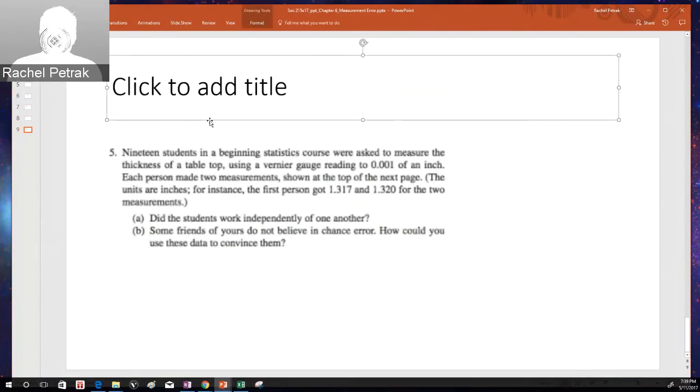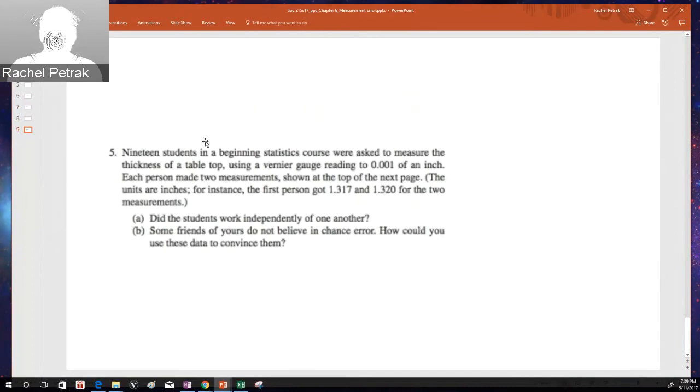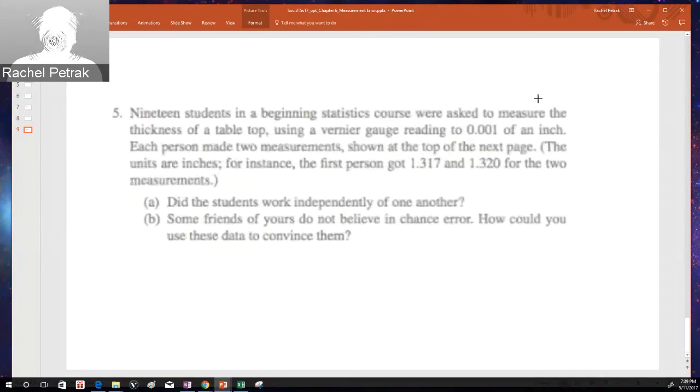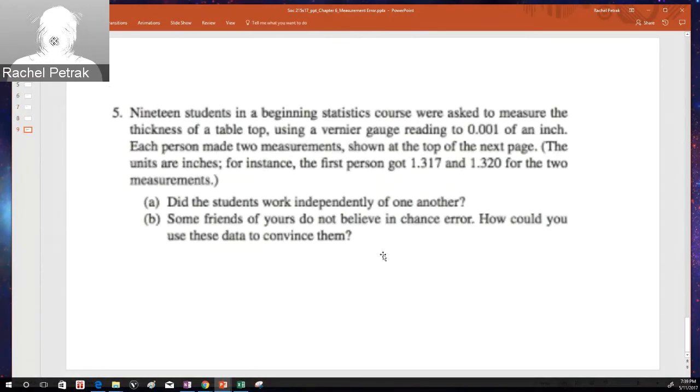And last but not least, we have 19 students in a beginning statistics course who were asked to measure the thickness of a tabletop using a vernier gauge reading to 0.001 of an inch, or 1/1,000th of an inch. Each person made 2 measurements. I forgot to copy the next page. Sorry about that, but I'll pull it up for us in a moment.